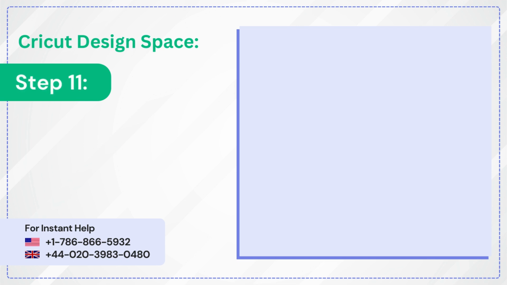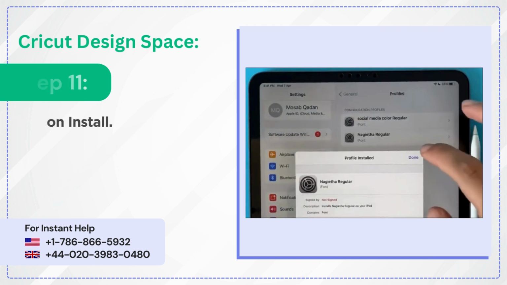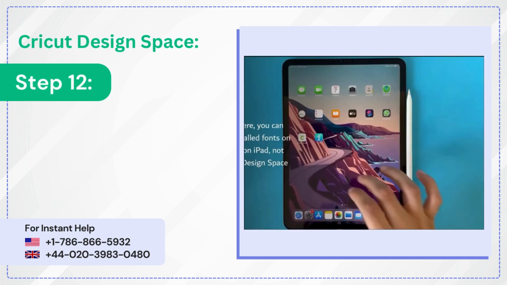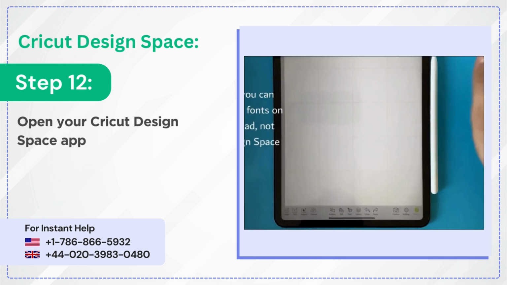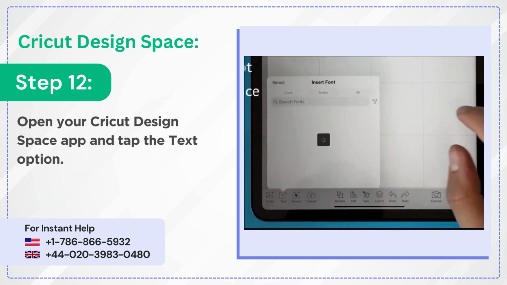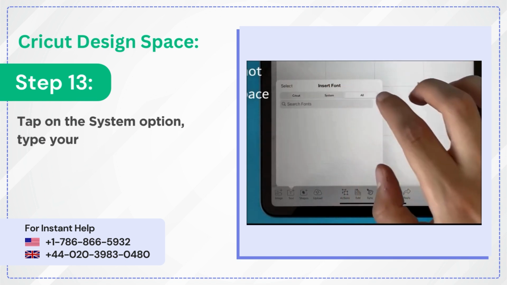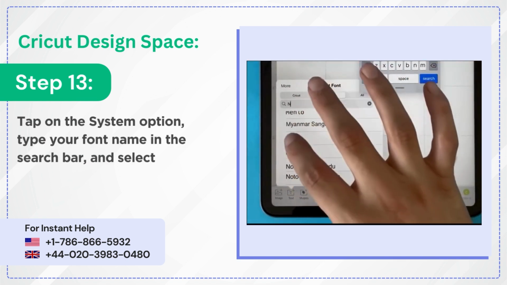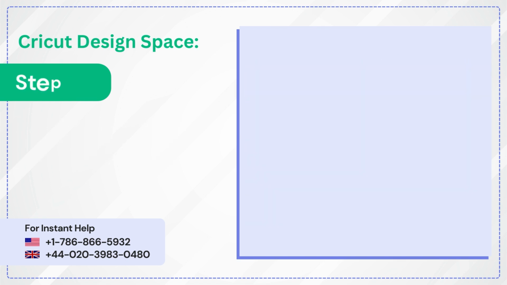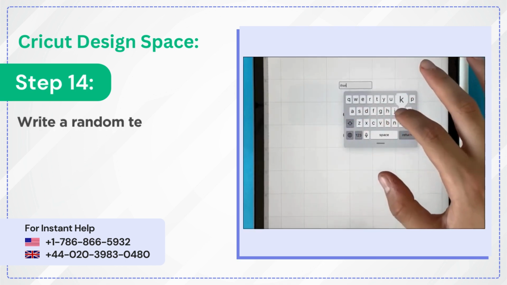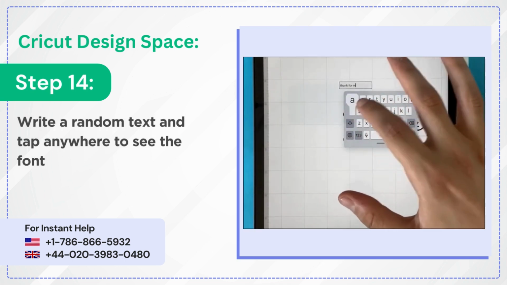Step 11. Tap on Install. Step 12. Open your Cricut Design Space app and tap the text option. Step 13. Tap on the System option, type your font name in the search bar and select it. Step 14. Write a random text and tap anywhere to see the font you added.